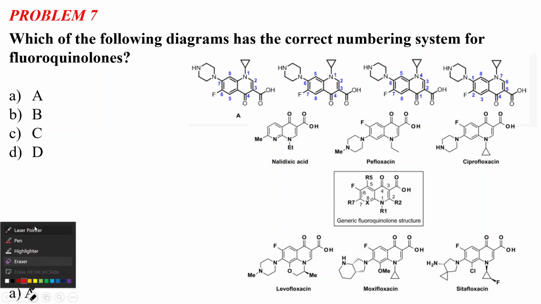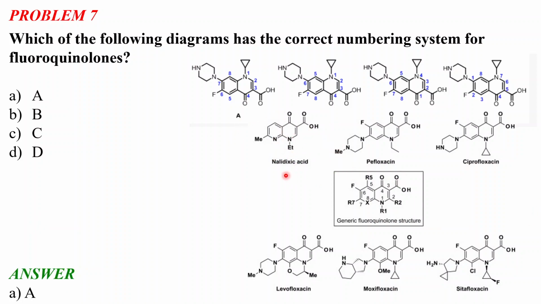And here various examples are also given. First is nalidixic acid, which is the most common and most simplified structure. Then we have pefloxacin, ciprofloxacin, sitafloxacin, moxifloxacin, levofloxacin. If there is a suffix like floxacin, you will understand it is a fluoroquinolone kind of antibiotic agent. Nalidixic acid is the starting point, the most simplified drug from this class of compounds. It does not have a particular quinolone structure, it has a nitrogen here in place of carbon.